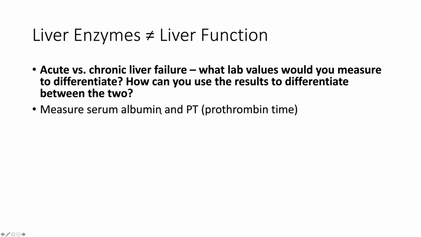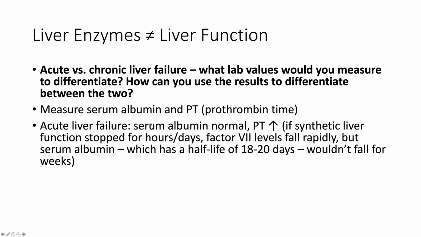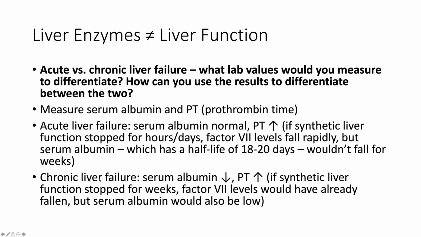So you'd measure the serum albumin and PT. In acute liver failure, your serum albumin would be normal because it has a really long half-life, like weeks. Versus PT would be up because if your liver stopped making coagulation factors, your factor 7 levels would fall basically within like 12 hours. Versus chronic liver failure, that would be enough time. So if it was weeks to months, your serum albumin would be much lower, as well as your PT would still be high. Your PT would be high in both cases, but your albumin would be normal in acute liver failure because it hasn't had time to fall, versus in chronic liver failure, it would be low.